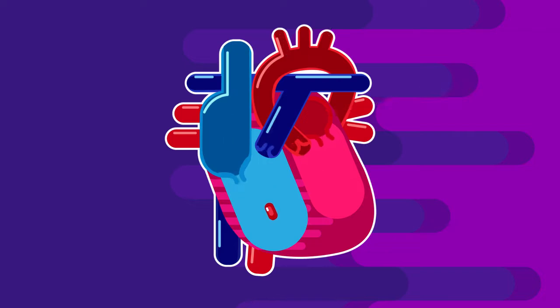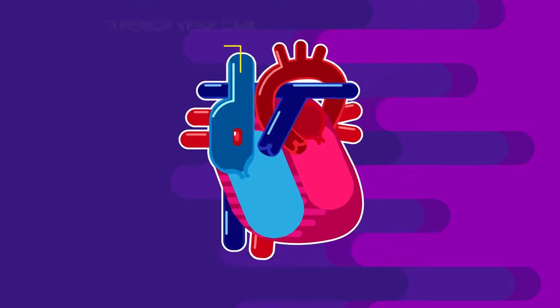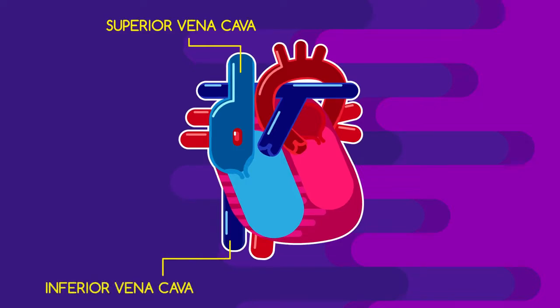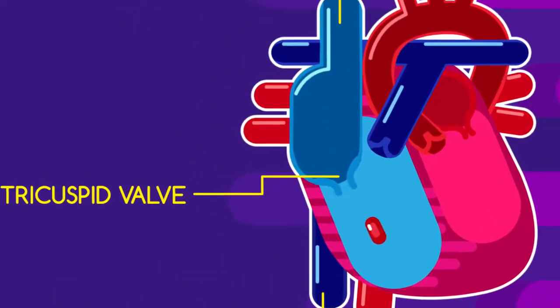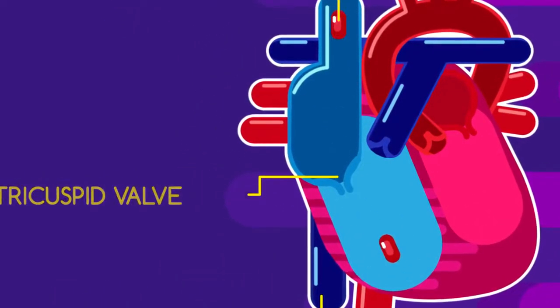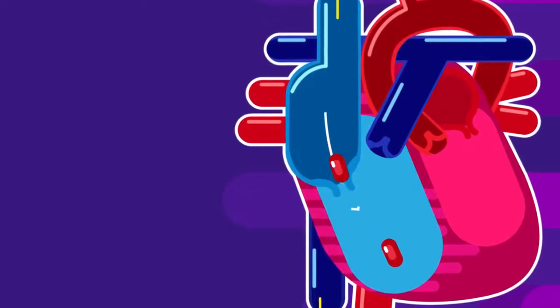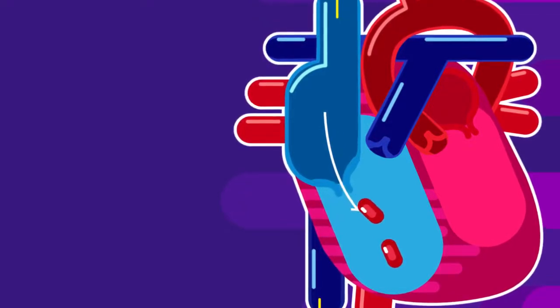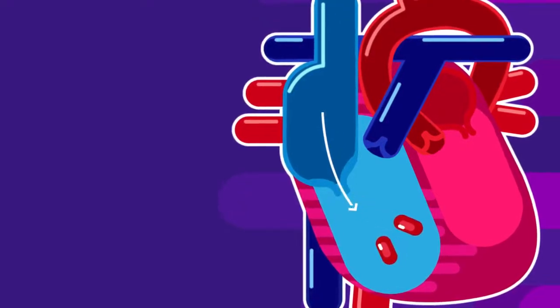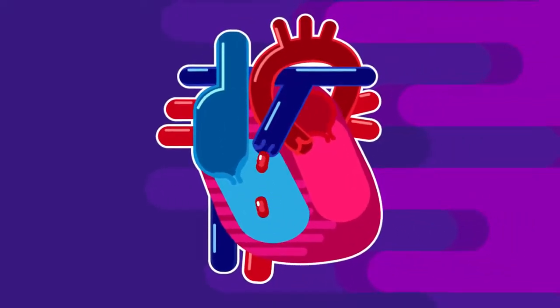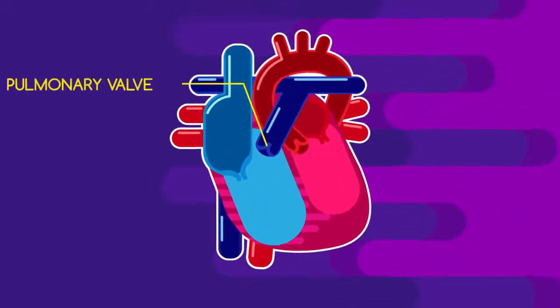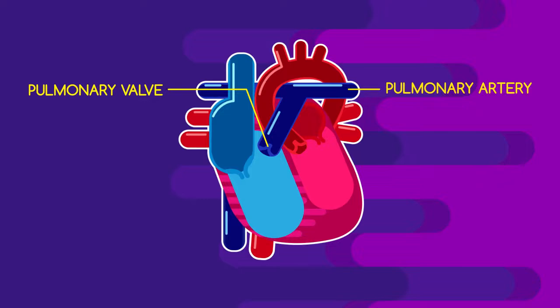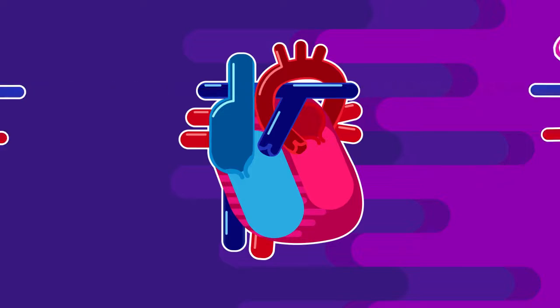The deoxygenated blood returns to the right atrium of your heart via 2 veins, the superior vena cava, if it's coming from the upper part of your body, and the inferior vena cava, if it's from the lower part. The blood then passes through the tricuspid valve into the right ventricle. The tricuspid valve acts as a special gate designed so that the deoxygenated blood can only flow onwards into the right ventricle. When the right ventricle contracts, it forces this deoxygenated blood through the pulmonary valve into the pulmonary artery, which branches out into the right and left lungs.